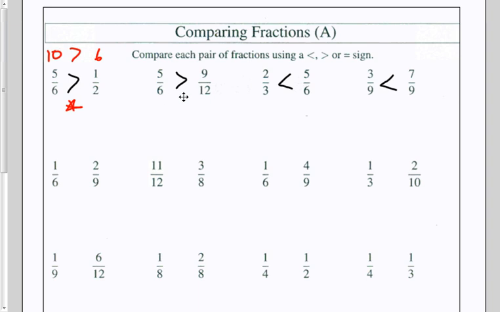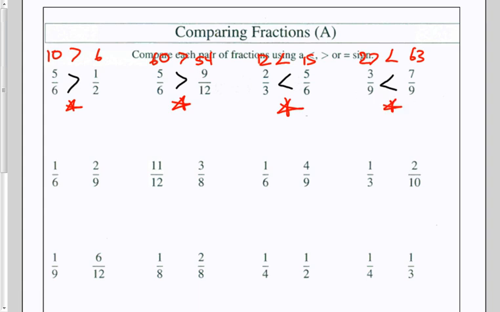Let's try this one. 6 times 9 is 54. 12 times 5 is 60. Because 60 is greater than 54, 5/6 is also greater than 9/12, so I'm correct. 3 times 5 is 15. 6 times 2 is 12. 12 is less than 15, and 2/3 is less than 5/6. Notice my signs match up here. All right, 9 times 7 is 63. 9 times 3 is 27. 27 is quite a bit less than 63, so 3/9 is less than 7/9.